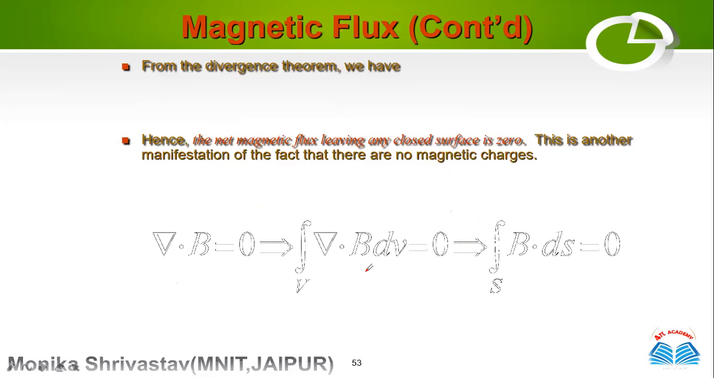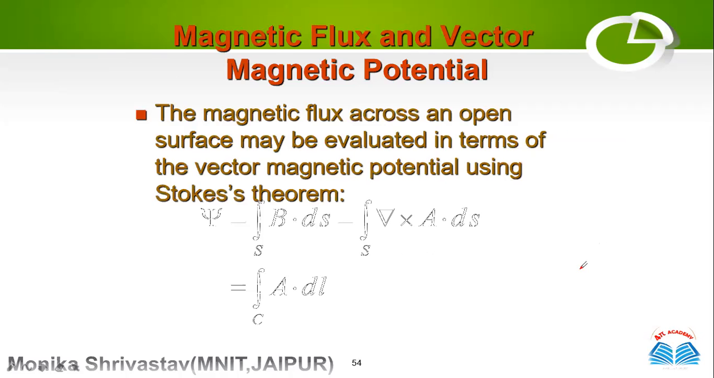Okay. So the net magnetic flux leaving any closed surface area is zero. If del dot B is equal to zero, then from Gauss's divergence theorem, the volume integral of del dot B will also be zero. So the differential form of Gauss's law is saying that the closed integral of B dot ds will be equal to zero. That means for a closed surface there is no net magnetic flux, as the closed integral of B dot ds is zero.